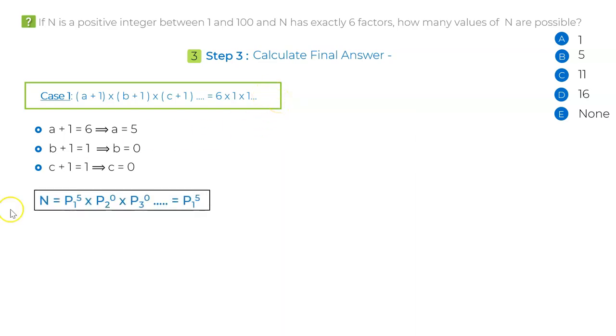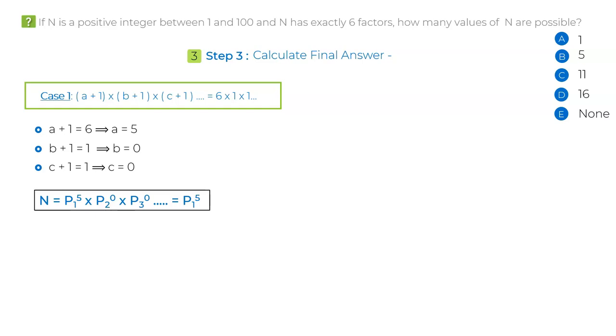And what that means is, you knew that n is equal to p1 to the power a, p2 to the power b, p3 to the power c. You put zeros here. And you know that prime number to the power 0 will give you 1. So these are all irrelevant. Ultimately, if a plus 1 is equal to 6, then n is nothing but p1 to the power 5. Now see, I have come up with a methodical way to solve the question, and I know exactly what n can be.